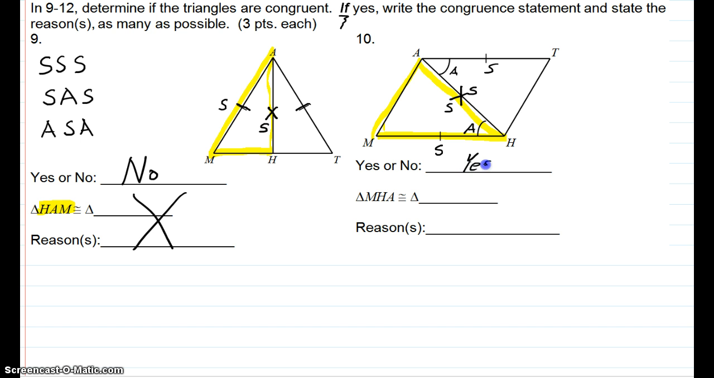So we write yes. And now we're going to write our statement. So it says MHA. So we have to go in the same order. MHA. So it starts here, goes across one, and then to A. So we're going to go TAH.